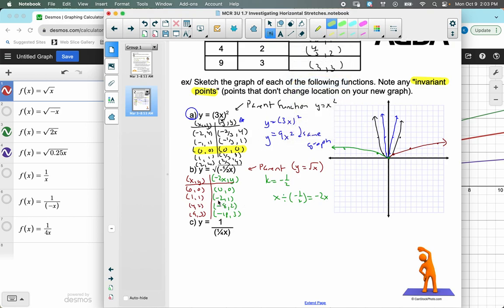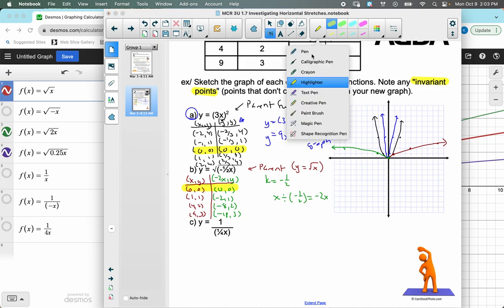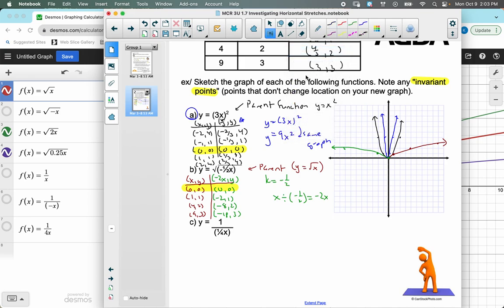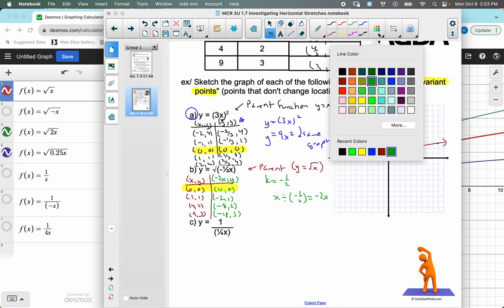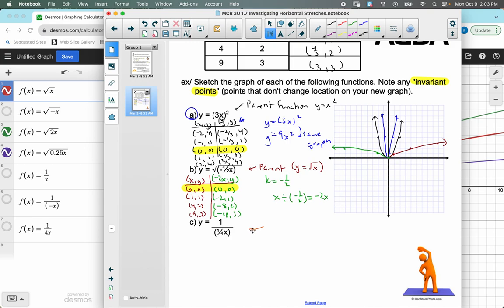Okay, and I'll just continue with the highlighter on the invariant points. So the point at the vertex didn't change, like the starting point of your graph remains the same. All right, and then here, this looks ugly, but what we have is a parent function of y equals 1 over x, and that was the one with the funky table because we have asymptotes.